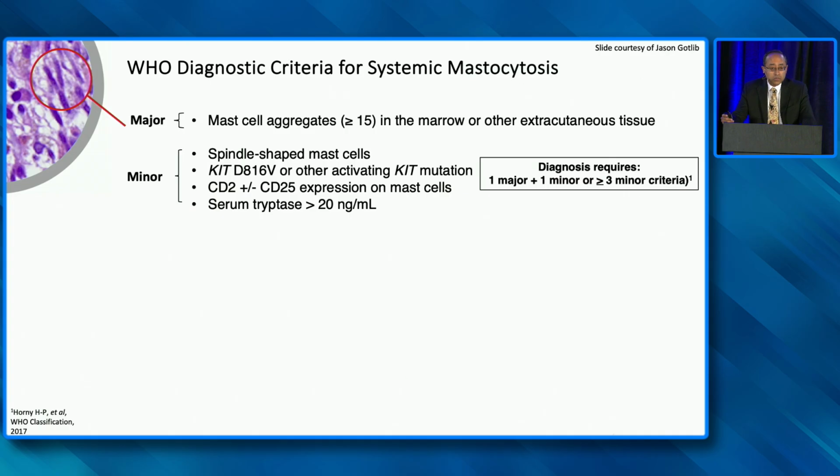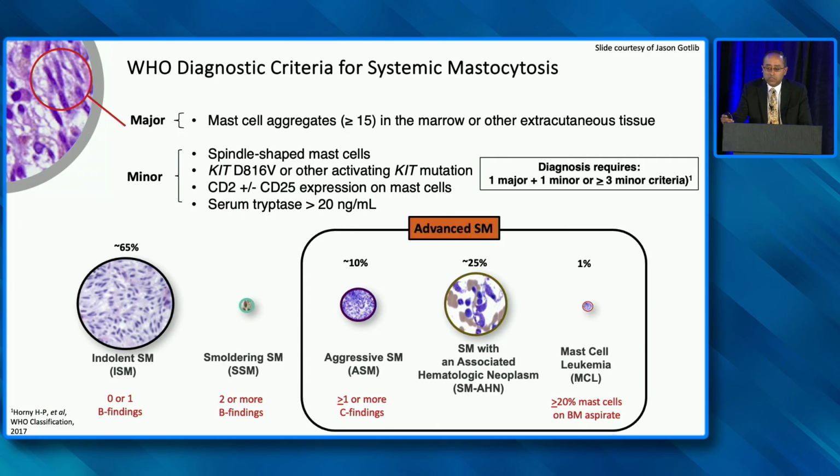So the diagnosis, remember, you do need those aggregates. Just the presence of mast cells or increased mast cells in the GI tract, for example, does not make it SM. This is a common thing that comes up. They have to be in those multifocal aggregates. And then there are other criteria, as you can see.